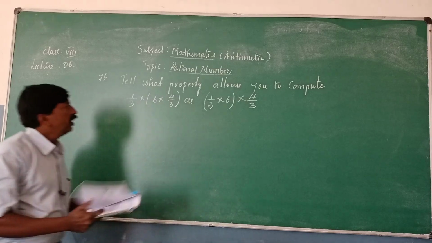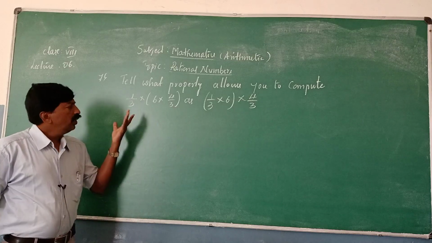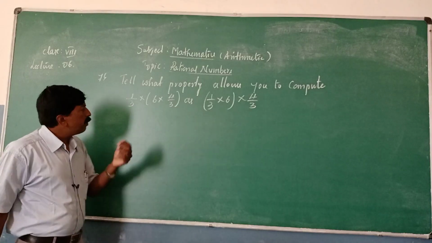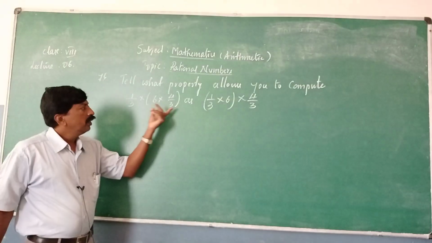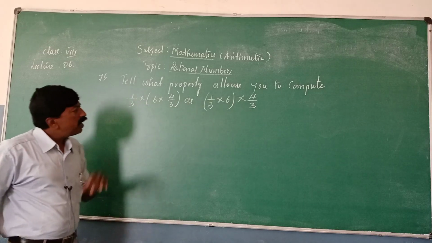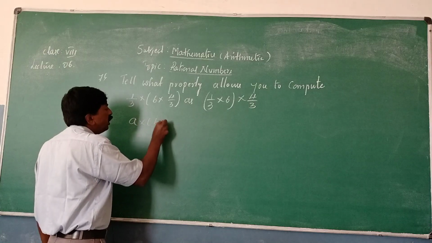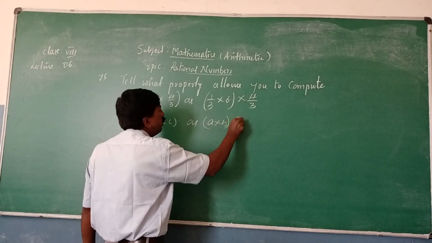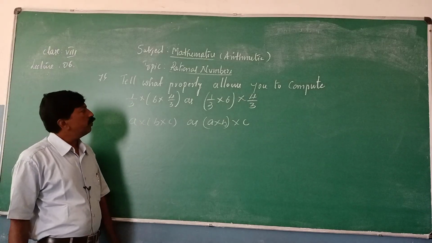Very interesting question. Tell what property allows. It means while simplifying a problem, you used a property in this problem. What property? In the first, the first number is excluded and the other two are grouped. In the second, the first two numbers are grouped and the next one is out of the bracket. So by observing like this, it looks like A into B into C is written as A into B into C with different grouping. Now observe, A is 1 by 3, B is 6, C is 4 by 3.